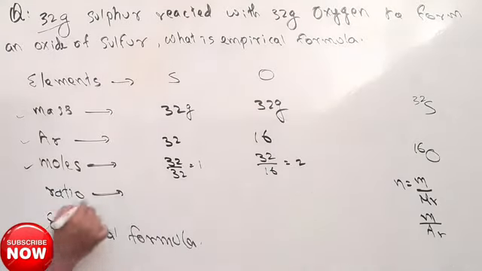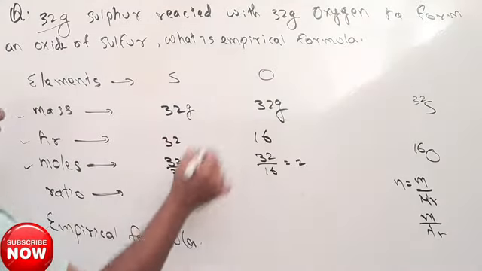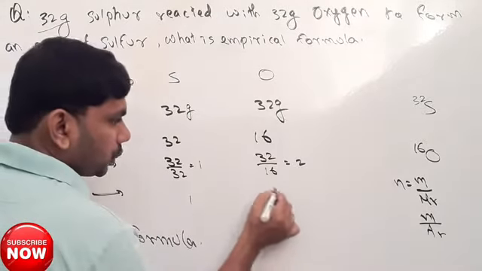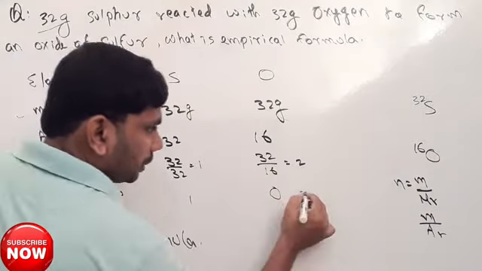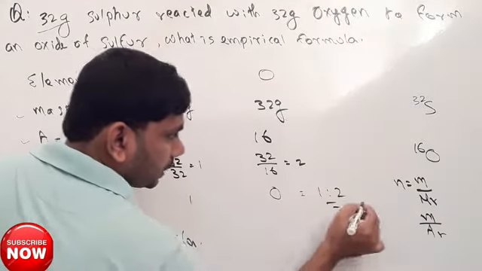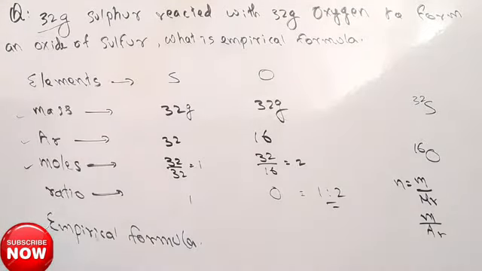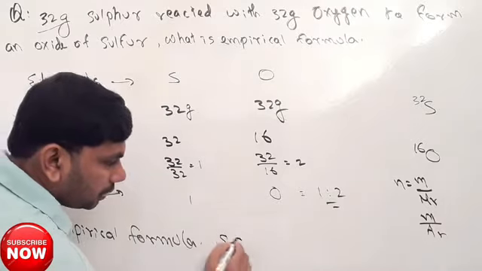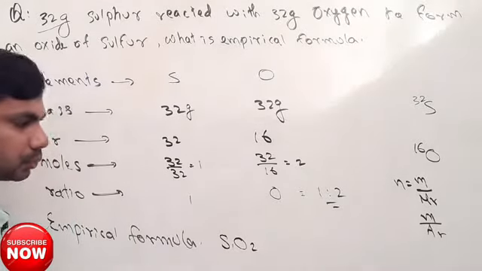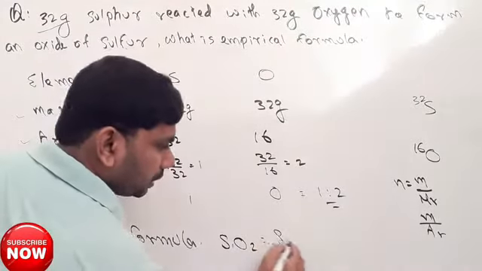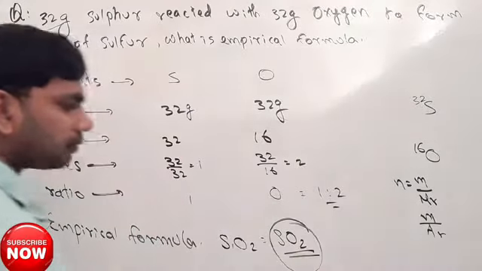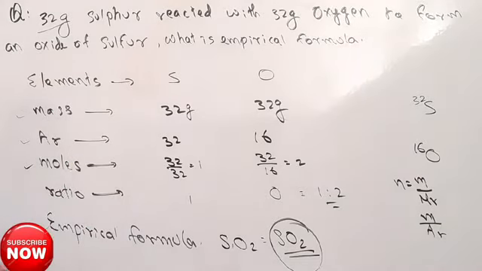What is the ratio of sulfur and oxygen? 1 sulfur reacting with 2 oxygen. So here the ratio is 1:2. So what will be the empirical formula? S1O2, which means SO2. So this is the empirical formula of the compound formed.